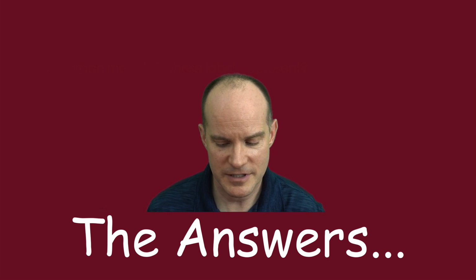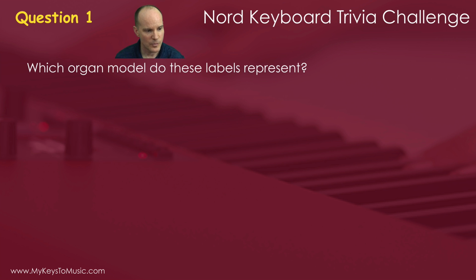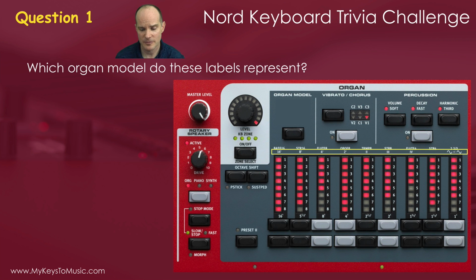Take note of your answers and let's begin. Question number 1. Which organ model do these labels represent? The labels we were speaking of were specifically this second set of labels towards the top of your drawbars. Was it the Mellotron? Well, it wasn't the Mellotron because the Mellotron doesn't have any kind of drawbars.